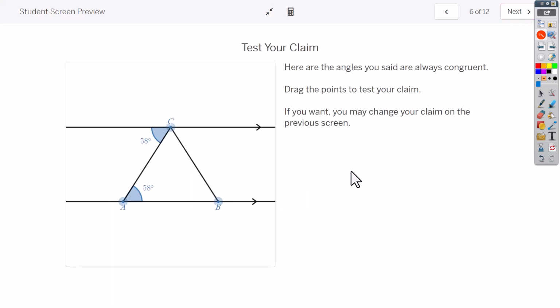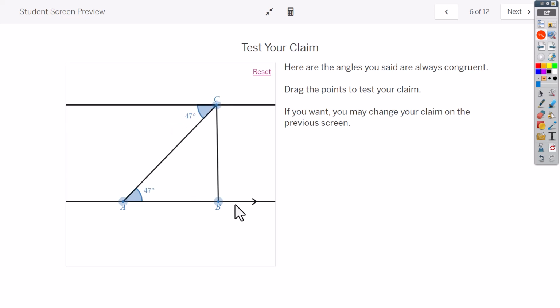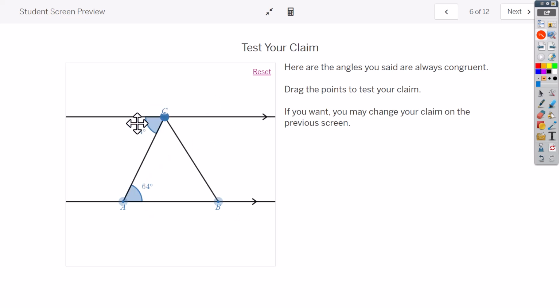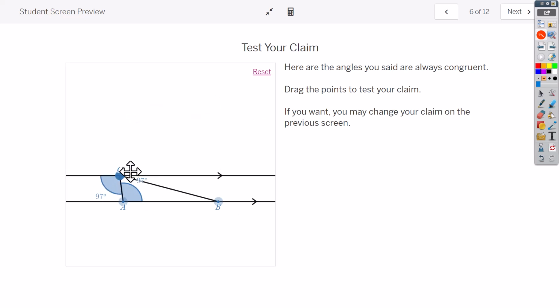Let's go ahead and test my claim. I said that those two would be congruent, and I'm going to move these points around, but the two lines are going to remain parallel. Let's look at what happens to those angles. It looks like they still remain the same. And what if I bring this C real close? Looks like they still are equal to each other.